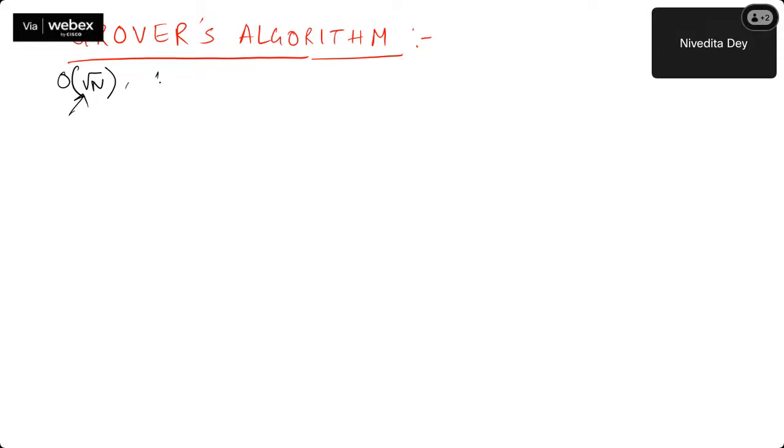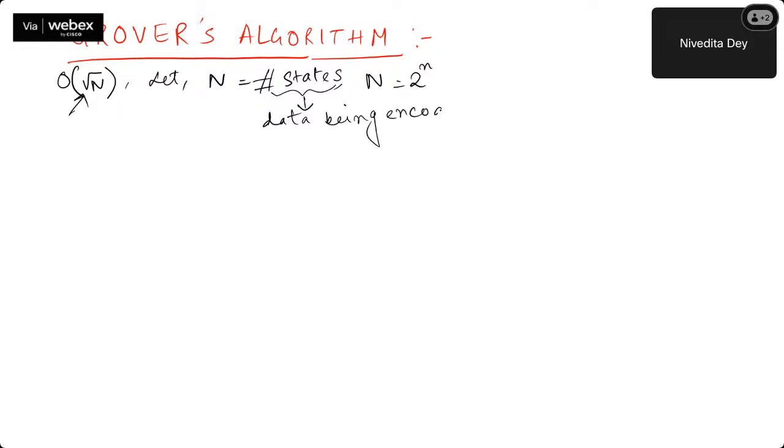Let capital N be the total number of steps. So, number of steps. Okay, so N has to be 2 to the power of n, and the number of states is equivalent to the form of the data that I am encoding. So, data being encoded into states, and N equals 2 to the power n, where n is your number of qubits.